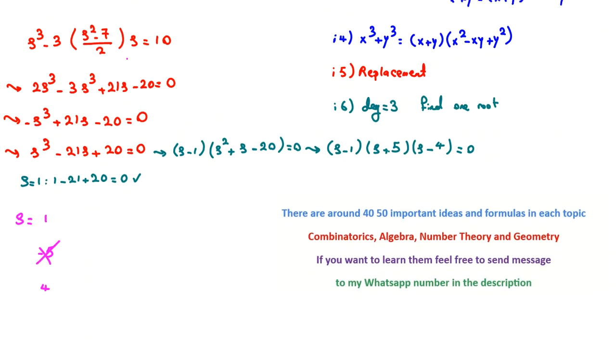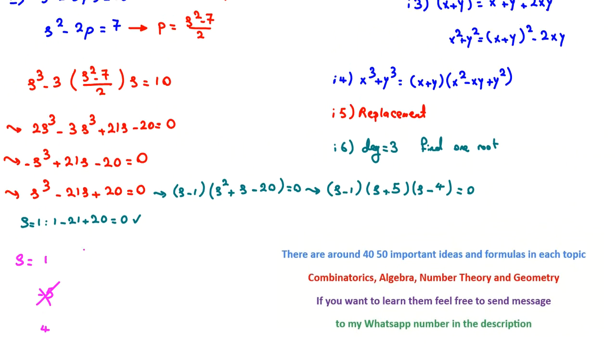Now, p is what? P is s squared minus 7 over 2. So if we consider s like this, p is s squared. So here 1 minus 7 over 2, minus 6 over 2, negative 3. Again, this case is bad because the product cannot be negative. For this one, the product is what? 4, 16 minus 7 over 2. So it will be what? 9 over 2.